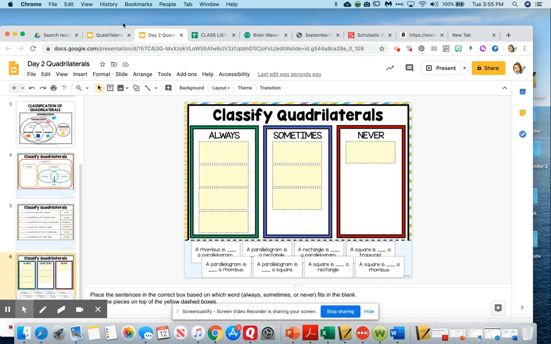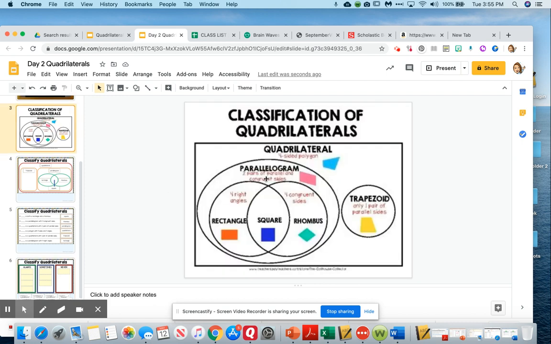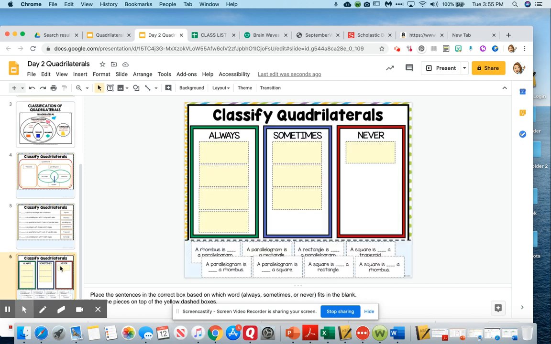Now we've got a little always, sometimes, never. It's a little game, right? So if it always can be it, we're going to put it here. If it sometimes can be it, and then if never, it's going to go here. And you'll notice there's spaces for each one. So is a parallelogram blank a rhombus? Is a parallelogram always a rhombus, sometimes a rhombus, or never a rhombus? Well, again, if you look at our chart, a parallelogram can sometimes be a rhombus, right? But is it always a rhombus? No. So I'm going to put that under sometimes. Sometimes it can be a rectangle, sometimes it can be a square, right?